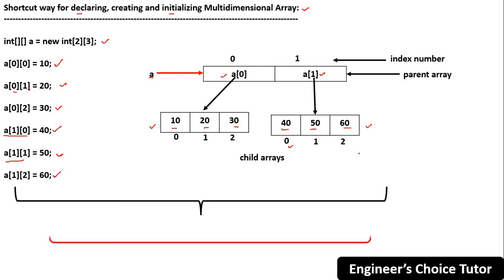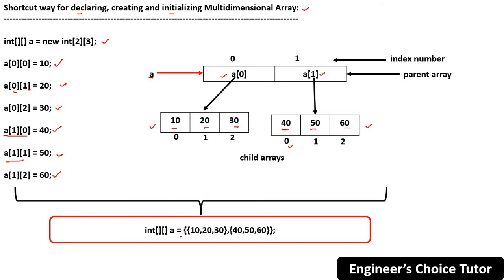The shortcut way is this. Int, two square brackets, A is equal to. So what are you doing first? This is your parent array, right? Inside this you have two child arrays. So two child arrays like this. See, two curly braces I have given, right? And then what is the first child array value? 10, 20, 30. Pass it like this. And what is the second child array value? 40, 50, 60.